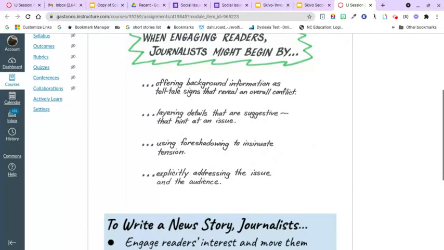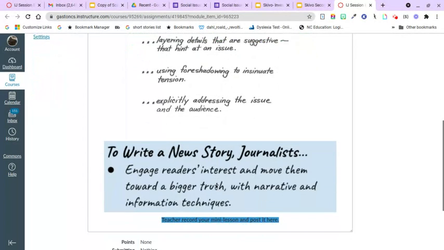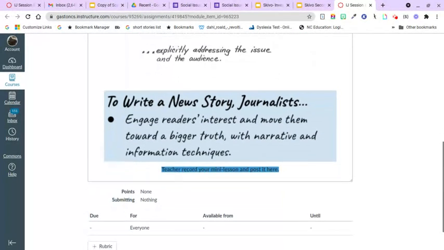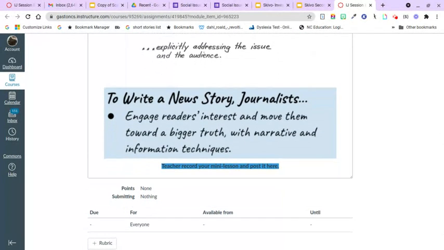I expect to see this in your notebook. I expect to see something about each of these 4 details in your notebook. So make sure you're writing something down. I also want you to look at this.